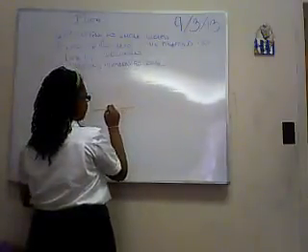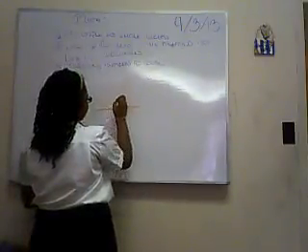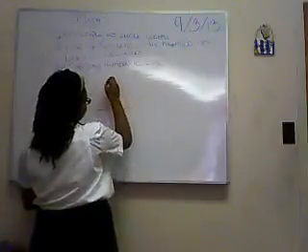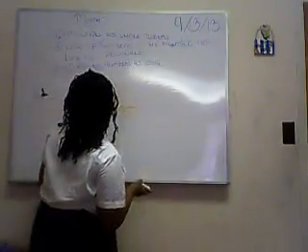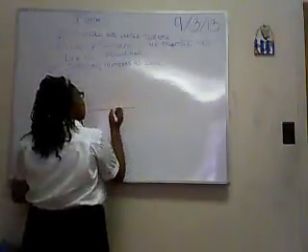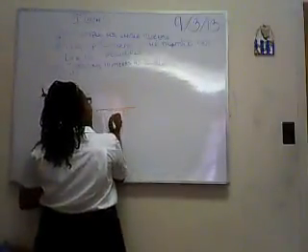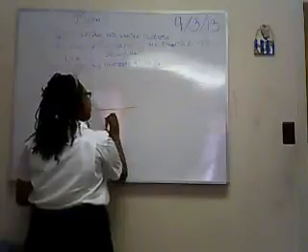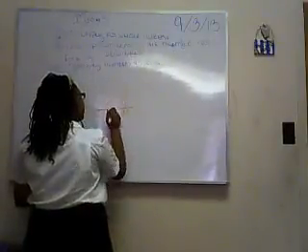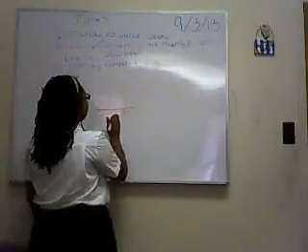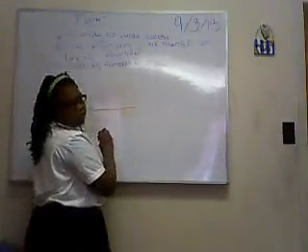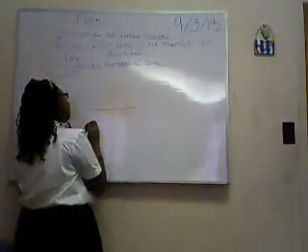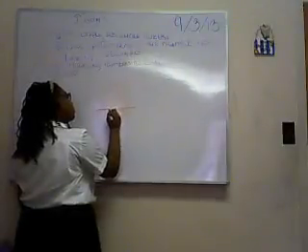Over the 1. Okay. 7 times 1 is 7. 7 plus 5 is 12. Okay.